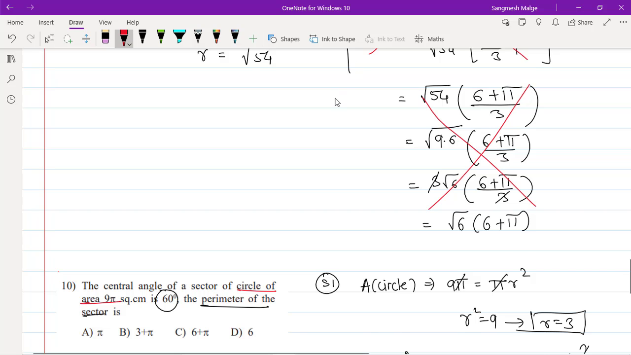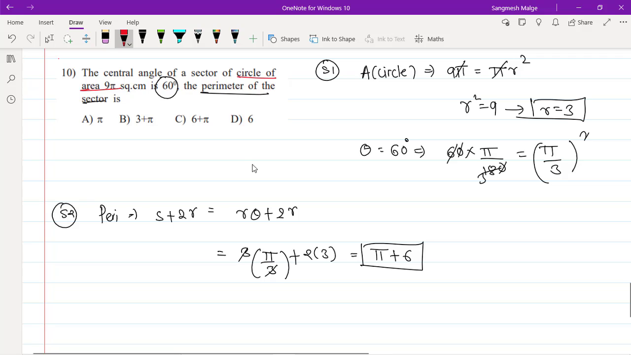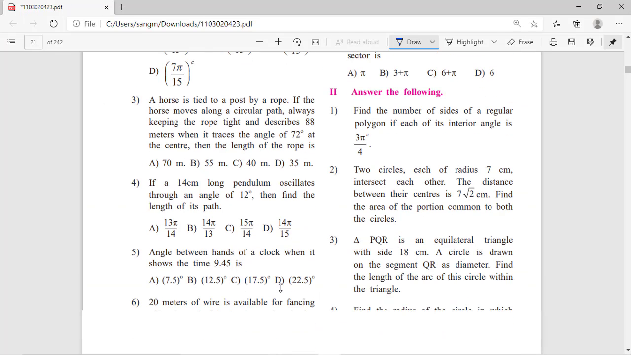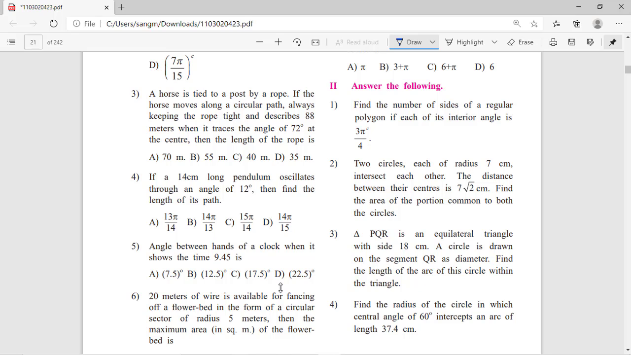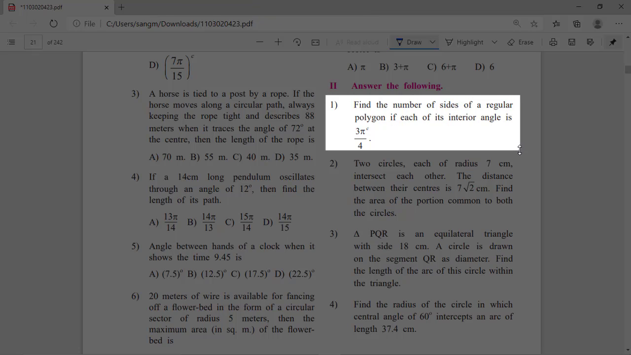Okay. Yes, sir. Okay. So this is what we have solved. Okay, let's take the next one. So in this way we have completed the first part. Now let's see the second part.